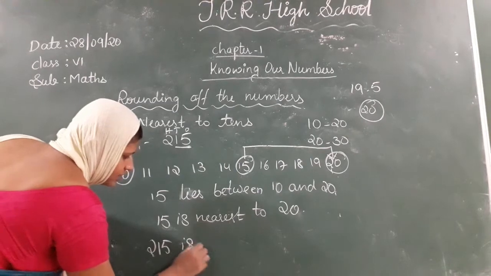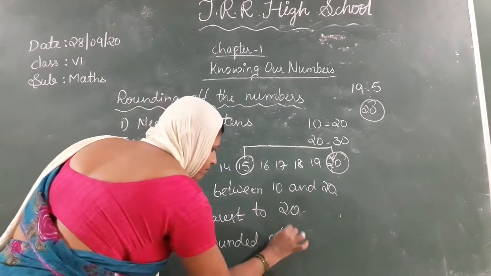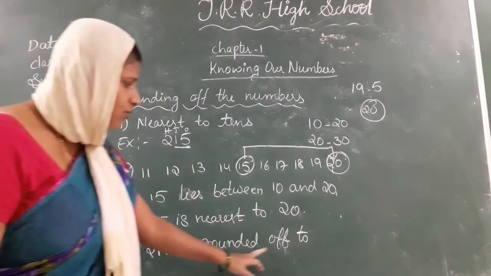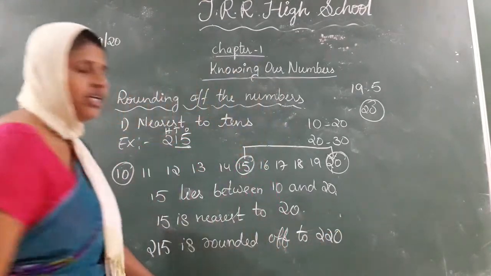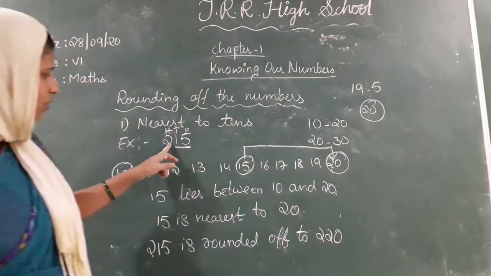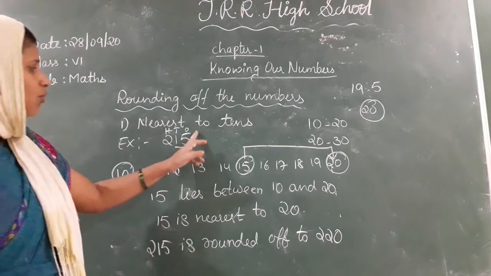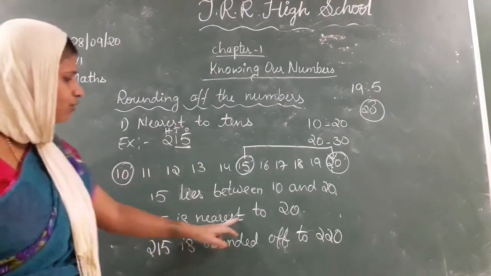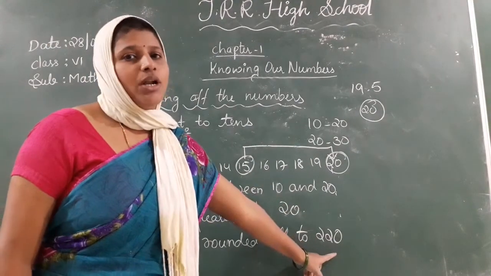250 is rounded off to 215 is rounded off to 220. Now here you can see the 2 remained the same. I have written the same 2. What I have done here? Only the tens place I have rounded off. So the 15 is rounded off to what? 20. So in place of 15 I have written 20.